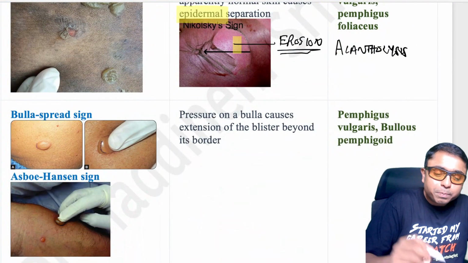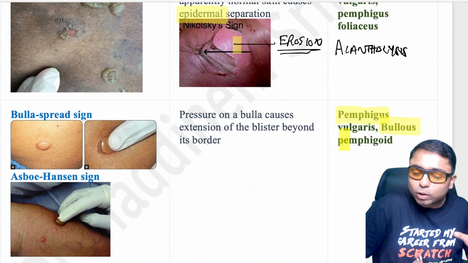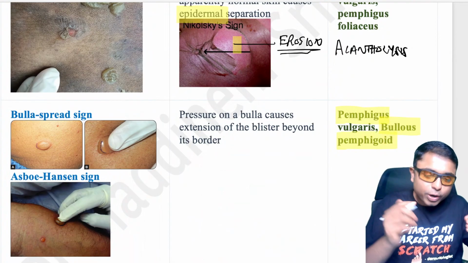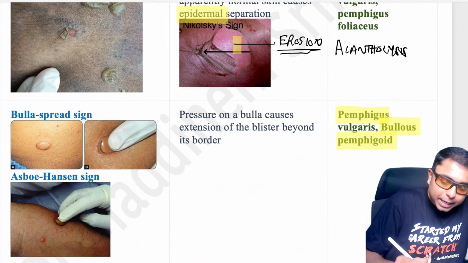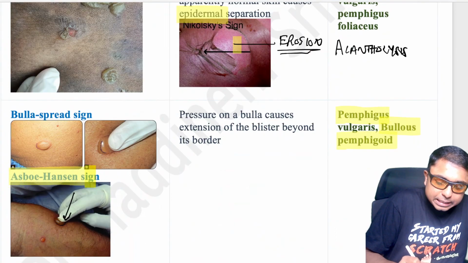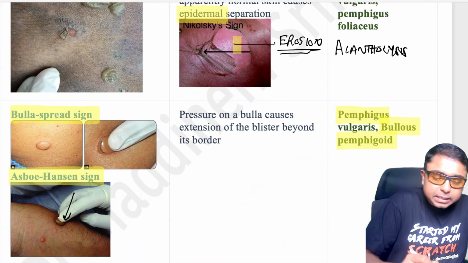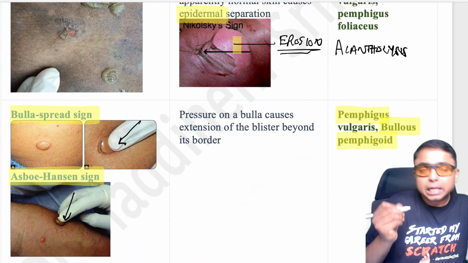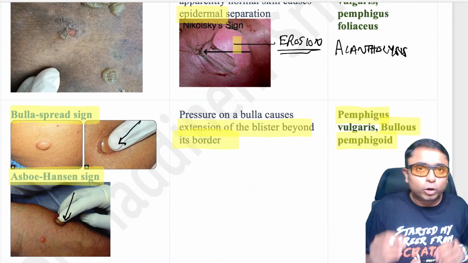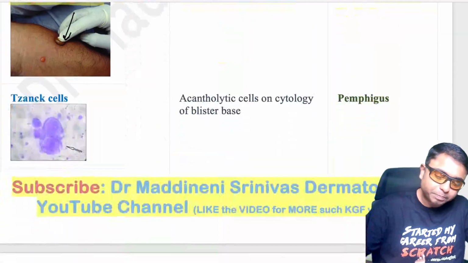Next is the bulla spread sign, which can be seen positive in the intraepidermal blistering disorder pemphigus group and also in the pemphigoid group, which are subepidermal blistering disorders. So basically here we apply perpendicular pressure over the bulla. If the bulla is very small in size, we call it Asboe-Hansen sign, and if the bulla is big, then we call it bulla spread sign, where we apply pressure laterally. Ultimately there is extension of the blister beyond the border. So this is what is called bulla spread sign or Asboe-Hansen sign, depending upon the size of the bulla.